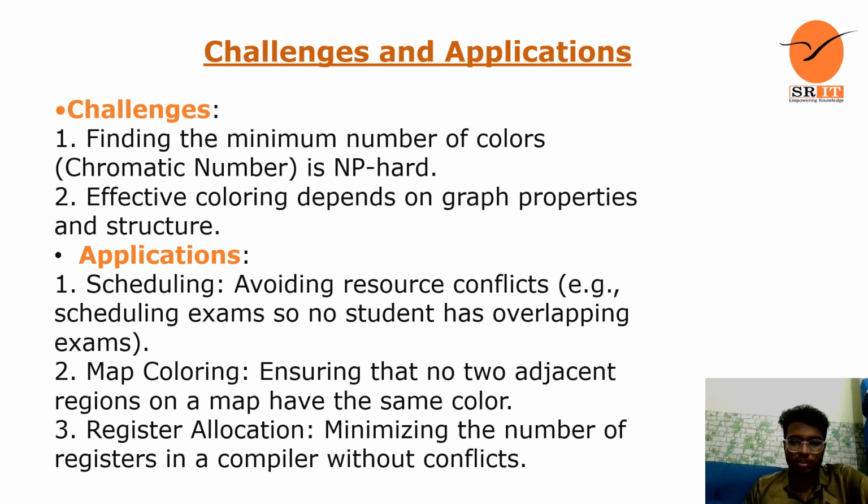And when we look into the applications, there is scheduling, like avoiding resource conflicts. For example, scheduling exams so that no student has overlapping exams. So this is one of the applications. And map coloring. When we see a map of different states, for example, consider a world map, each continent is colored with a different color. And for this also, no adjacent country is colored with the same color. This is actually done by graph coloring itself. And register allocation, where we minimize the number of registers in a compiler without conflicts. This application is also done through the graph coloring technique.